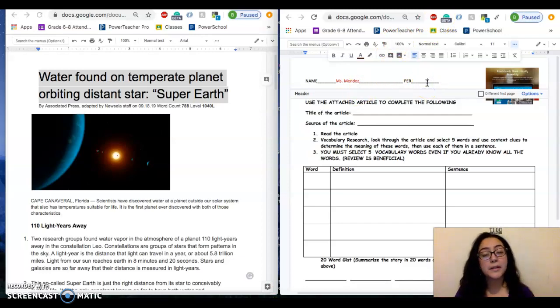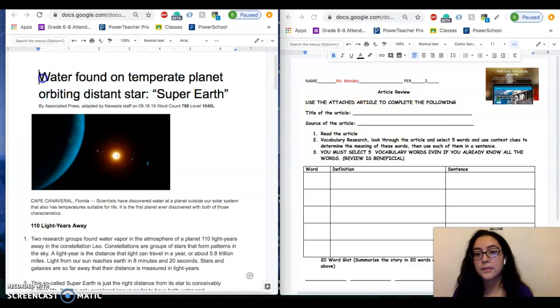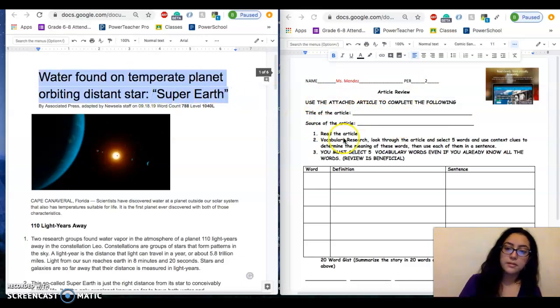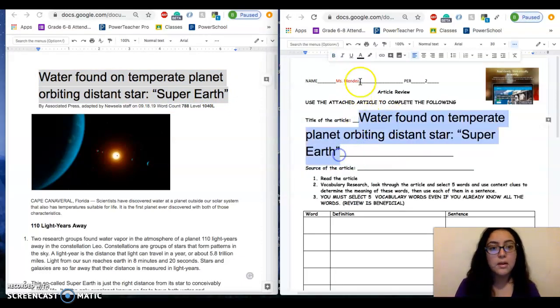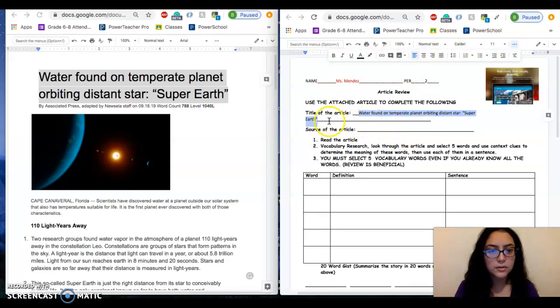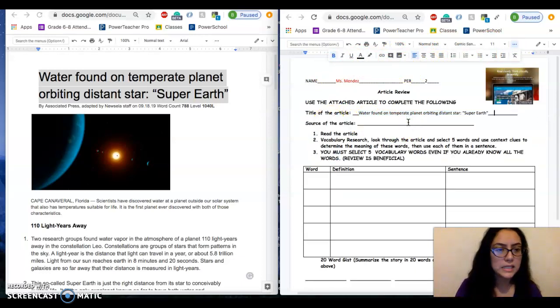Period, write the period that you're in. I'm going to write period 2. The title of the article. So the title of the article, I'm just going to copy and paste. Just copy and paste the title of the article. You can write it if you want to, but let's make this simple. Just make sure everything fits in one line. Make it neat. Alright, so the title of the article, Water Found on Temperate Planet Orbiting Distant Star, the Super Earth.